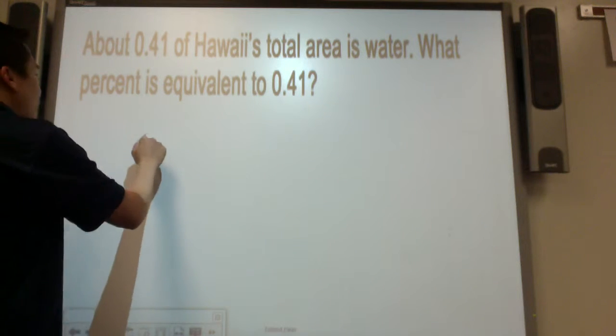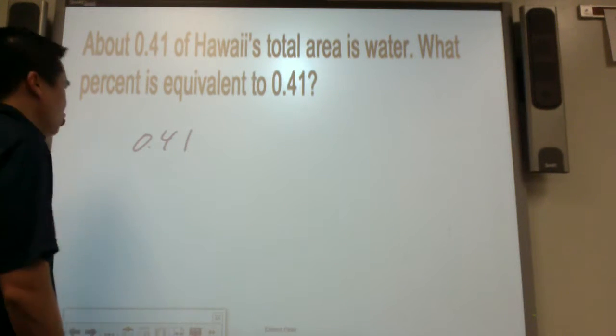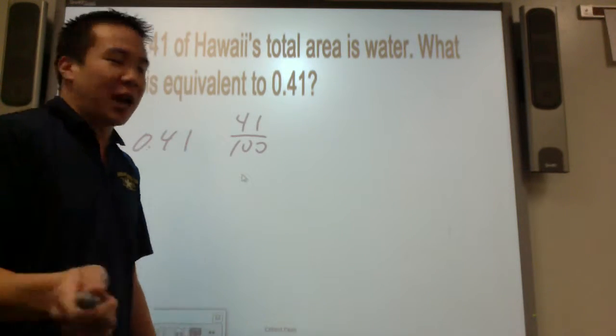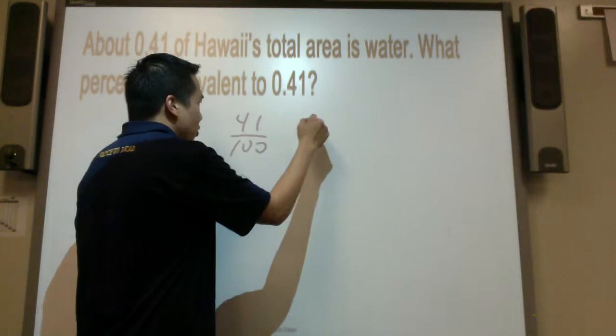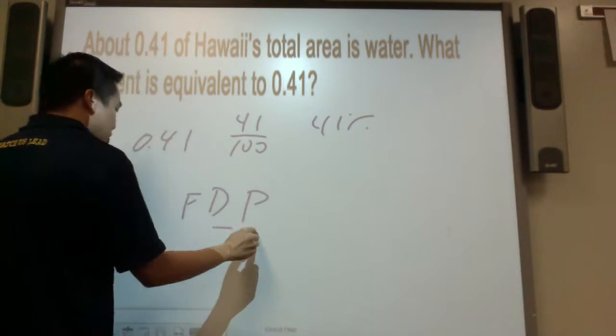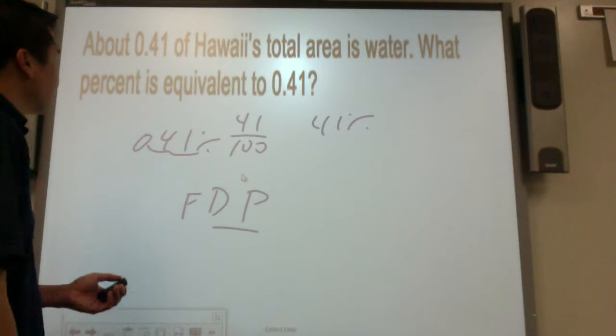About 41 hundredths of Hawaii's total area is water. What percent is equivalent to 0.41? So write it as a fraction, 41 hundredths. What is a percent again? It's anything per 100, so it's 41%. Or if you like the FDP, you move it 2 over, 1, 2, 41%.